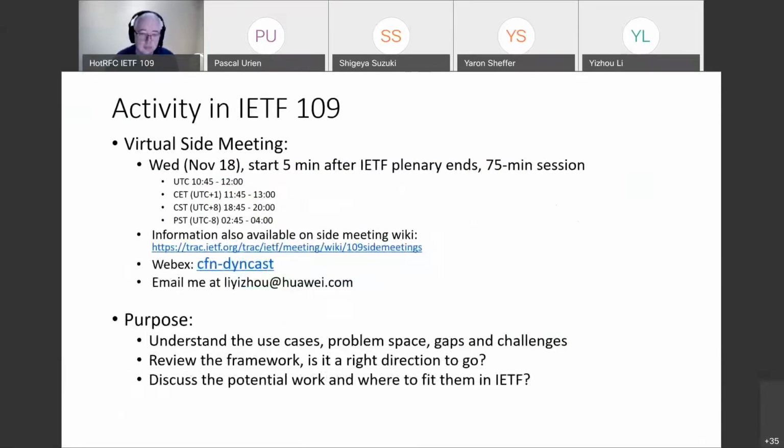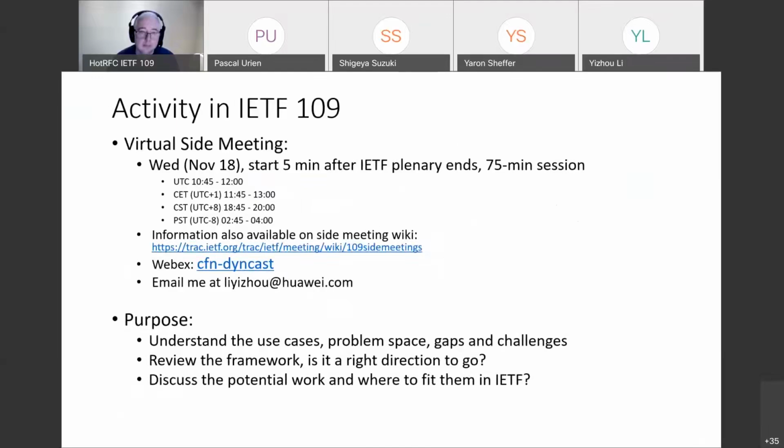This slide shows the activities we are going to have for the coming IETF week. We are having a side meeting on Wednesday. It starts 5 minutes after the IETF plenary ends, so it will be a 75-minute session.